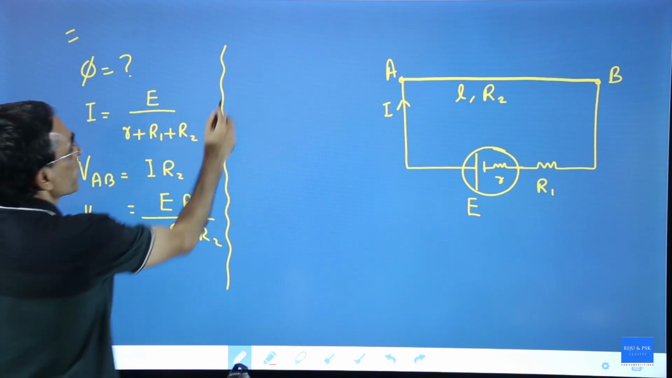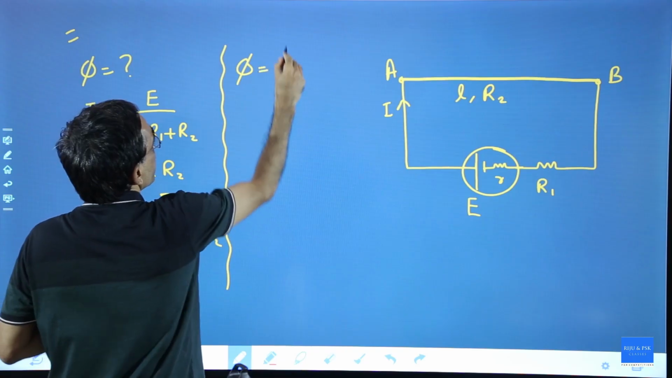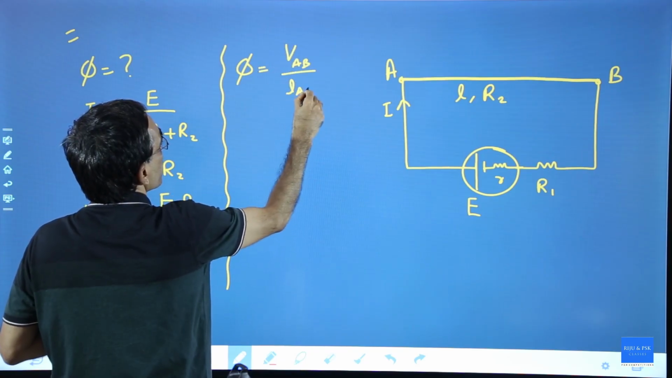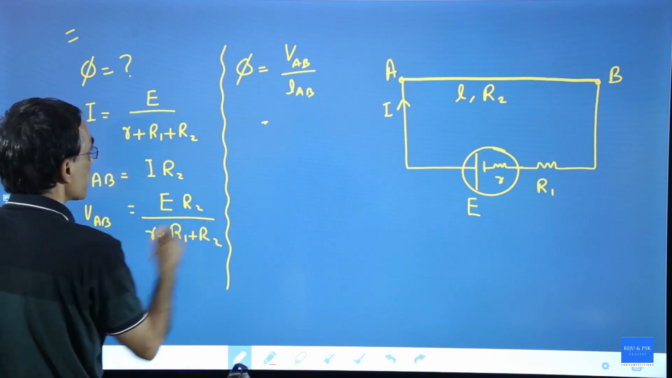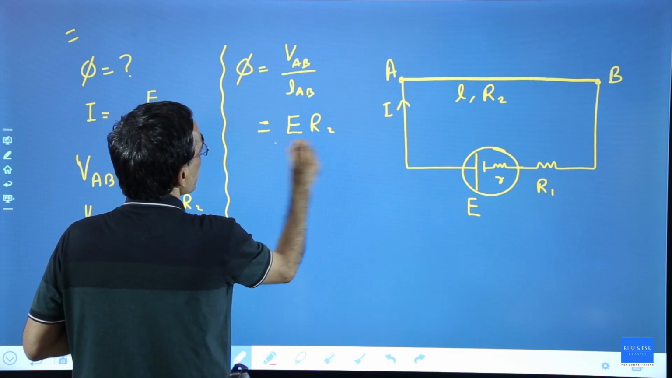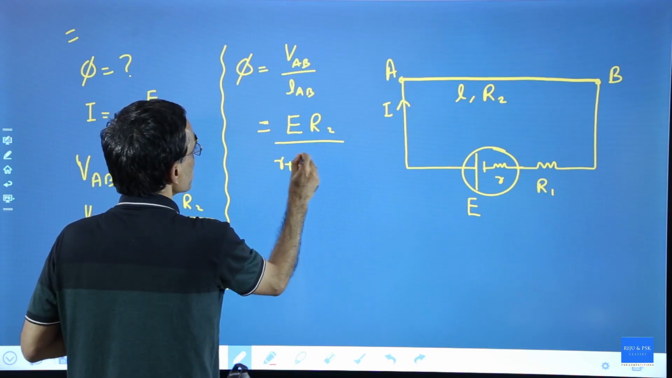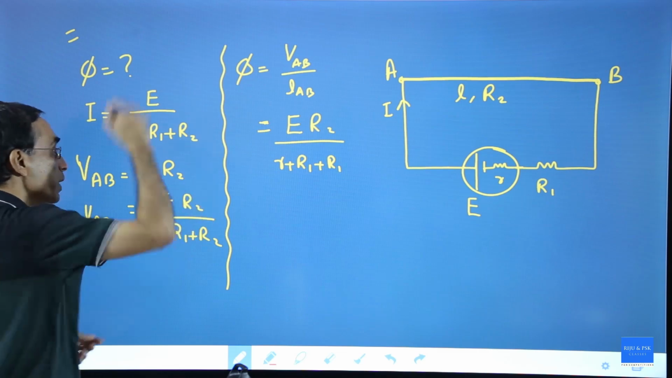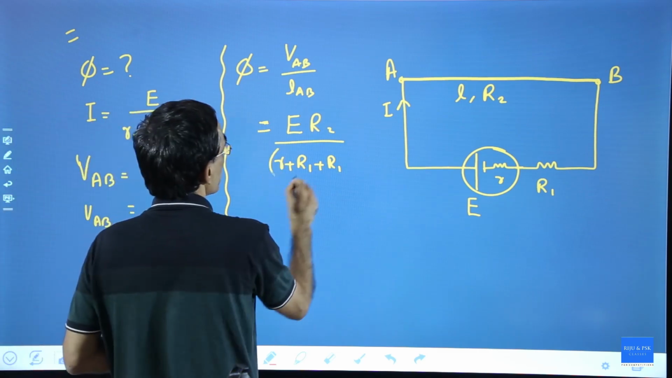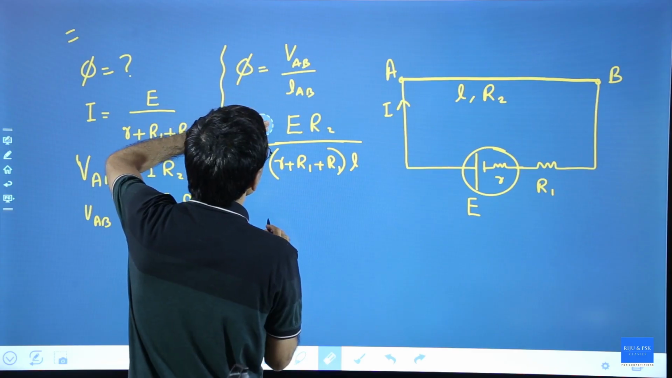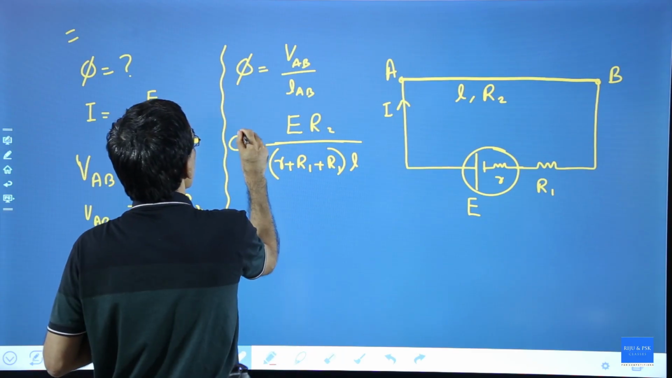Now, potential gradient. What is the definition of potential gradient? That is potential difference AB by length AB. And the potential difference AB is here, given by E into R2 by R plus R1 plus R2. This is VAB. Now you divide it by the length of the wire, divided by length L. This gives you the potential gradient phi.